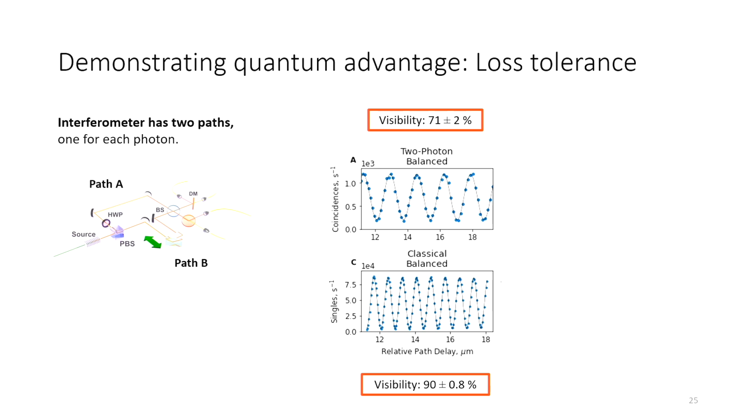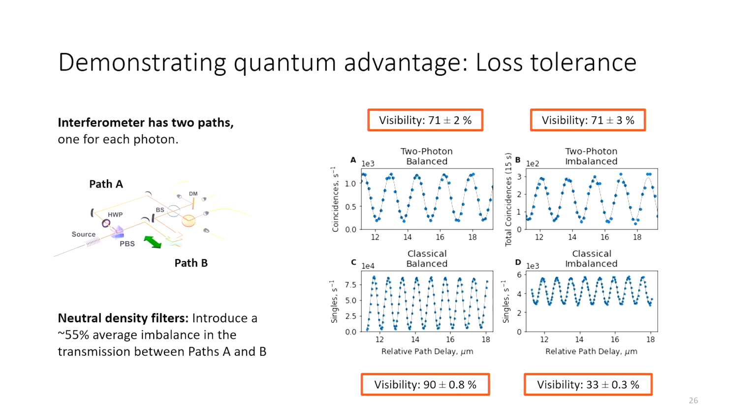So it's great that we have high resolution, but we also have to highlight that we have a quantum advantage. Specifically, it's loss tolerance. Our interferometer has two paths, one for each photon. If we have balanced losses on both sides for both the quantum and the classical case, the visibility looks like this. If we go ahead and introduce imbalanced loss with the neutral density filters, we notice that while the quantum fringes do not change, the classical fringes degrade. This shows the quantum advantage of this new approach.